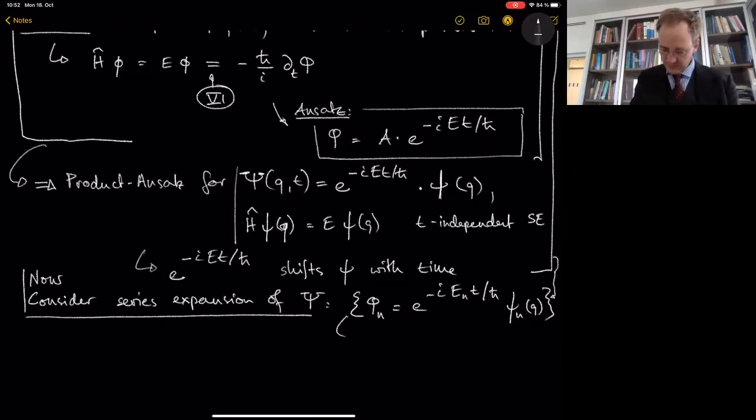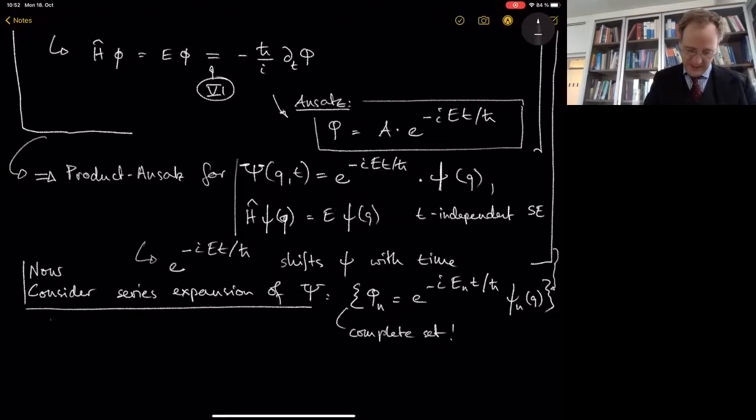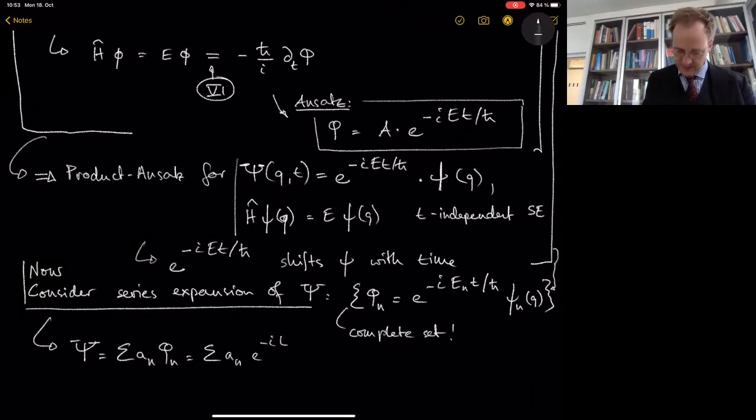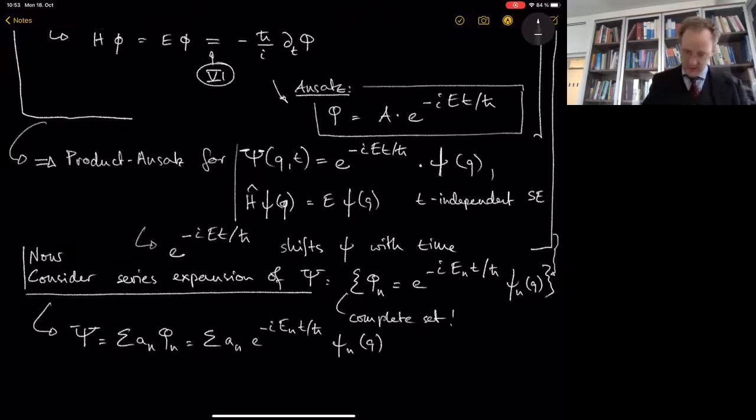Okay. And so once we have that, of course, we can now expand our big psi in the usual way. And if we write that out, we have an e to the minus i E n t over h bar psi n of q. So this is not a function of t, and this is also not a function of t, but this, of course, is a function of t.